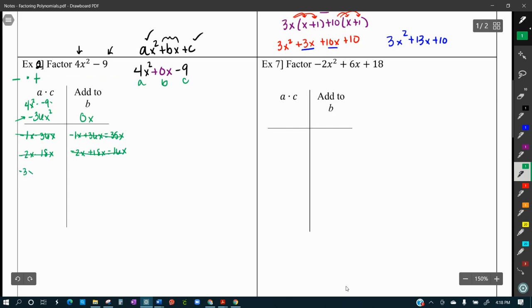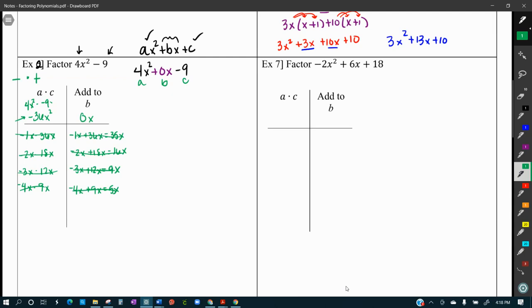I can divide by 3. So negative 3x times 12x. So negative 3x plus 12x, there's 9x. We're getting closer to 0, but still not 0. I know negative 4x times 9x will give me negative 36x. And if I add these up, I get 5x, getting closer.